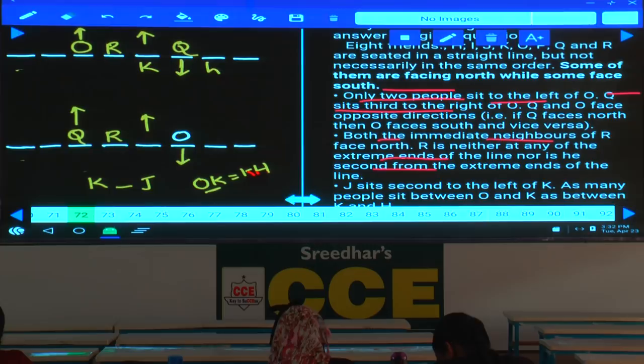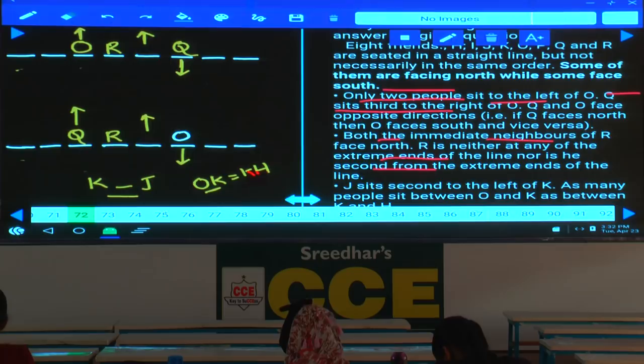Now see here. This K is seated second to the left of J. K is seated second to the left of J means J must be either in the place of O or in the place of J, which is not possible. Hence, K cannot be at this place. Are you following this one or not? If at all K is in between R and Q, then H must be on the left-hand side of Q. Then there is no place left for this J at all. Hence, that case is ruled out.